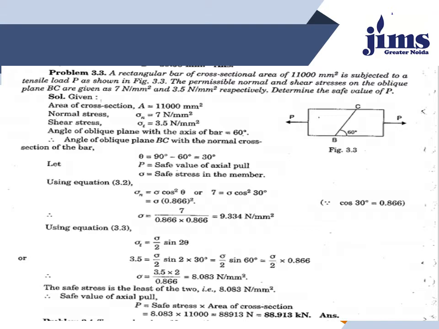Determine the safe value of applied load P. So the given values: area A is equal to 1100 millimeter square. Normal stress, sigma n, is equal to 7 Newton per millimeter square. Shear stress, sigma T, is equal to 3.5 Newton per millimeter square. And the angle of the oblique plane with the axis of the bar is 60 degrees.